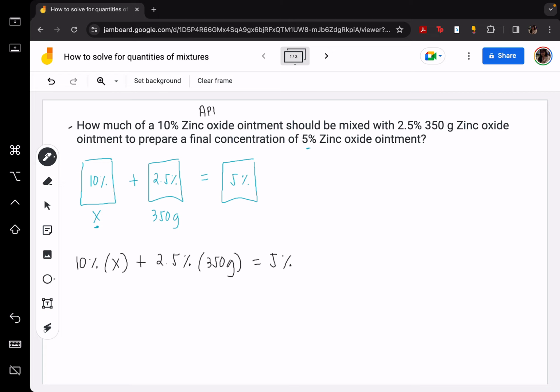And at this point, what would be the one in parentheses? You simply add your X and 350 grams. These are the quantities, so you reflect that.